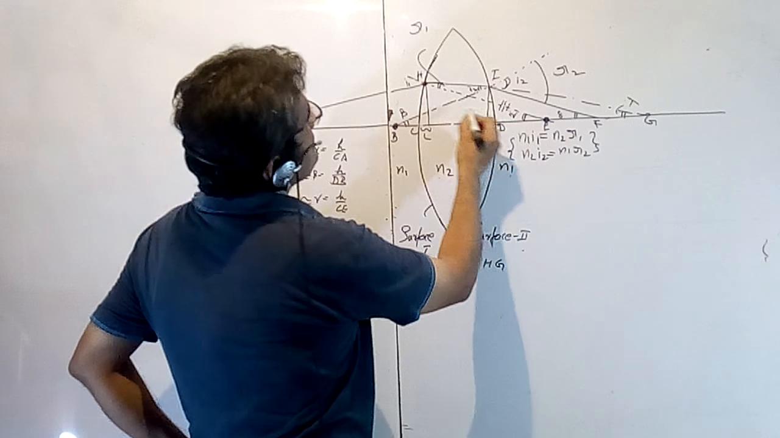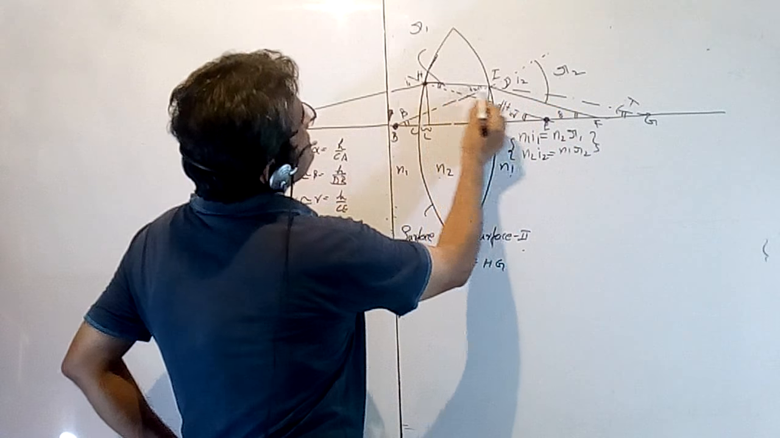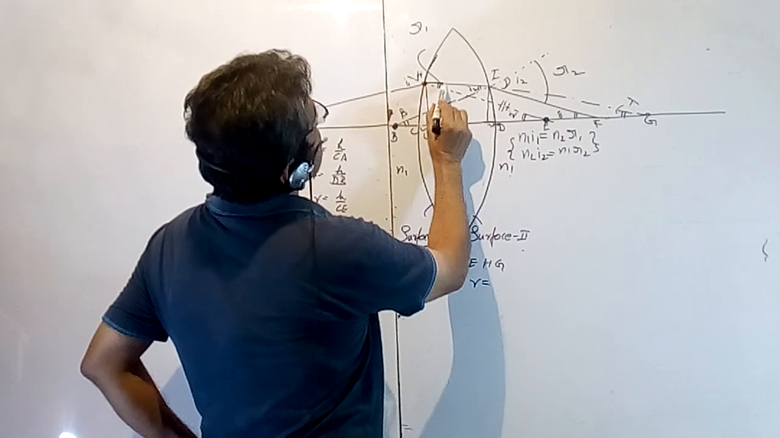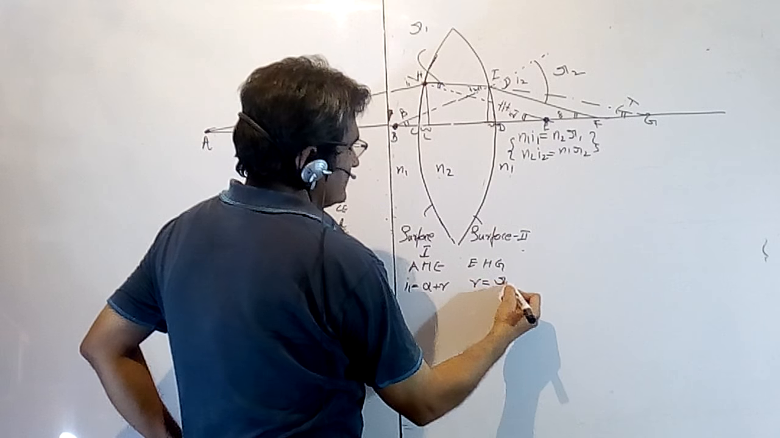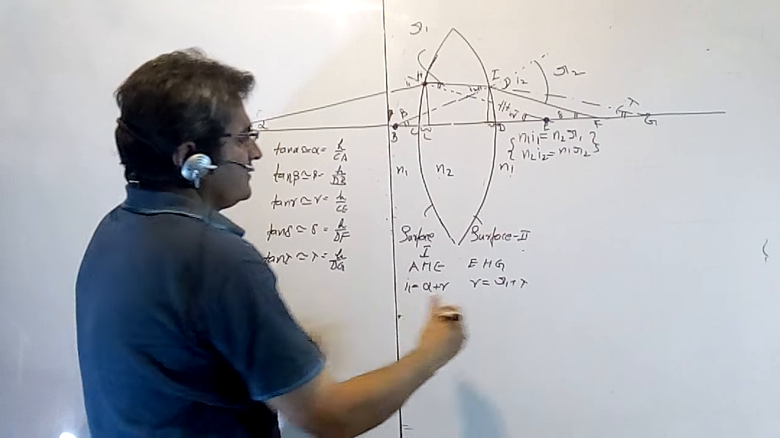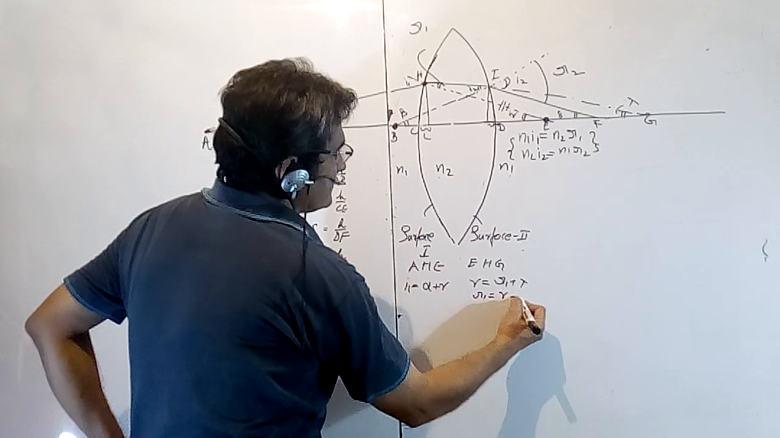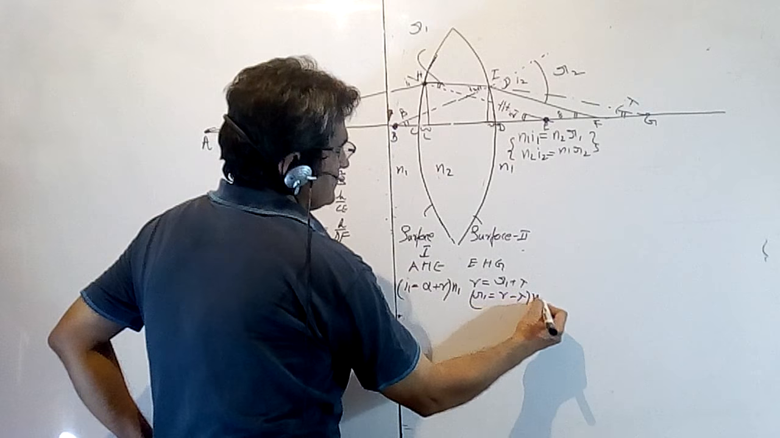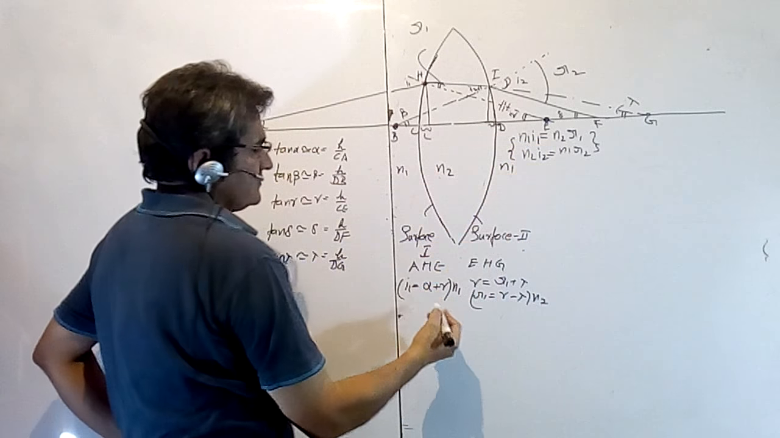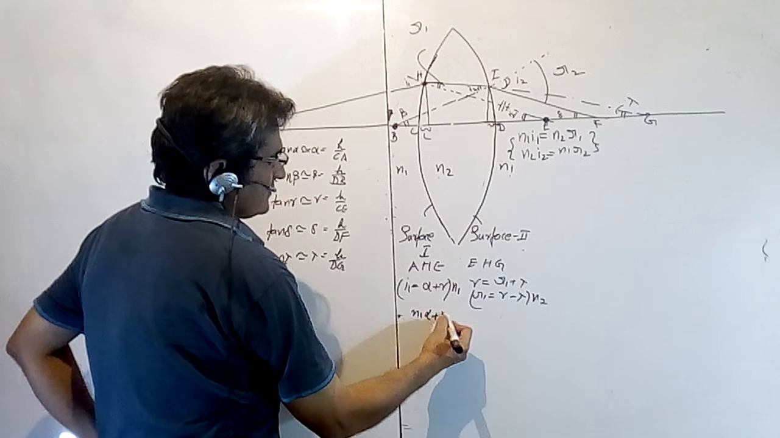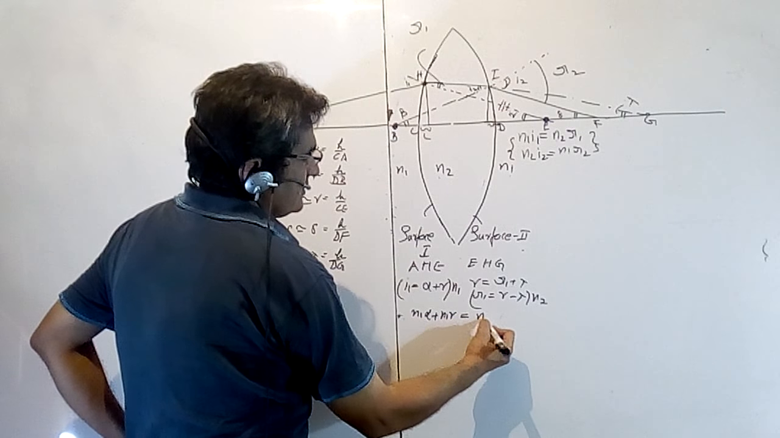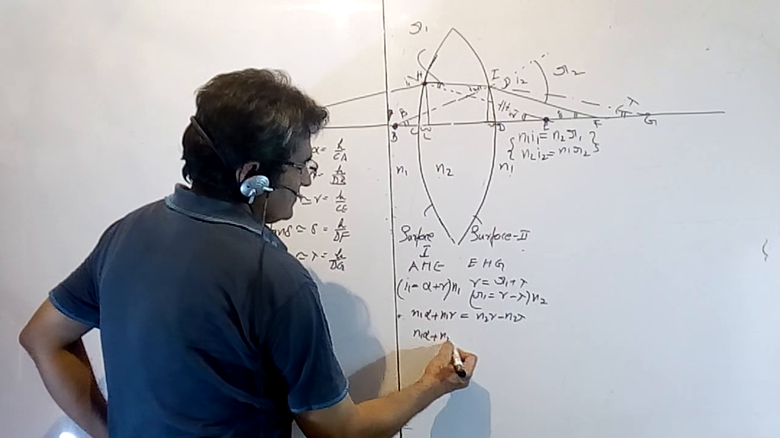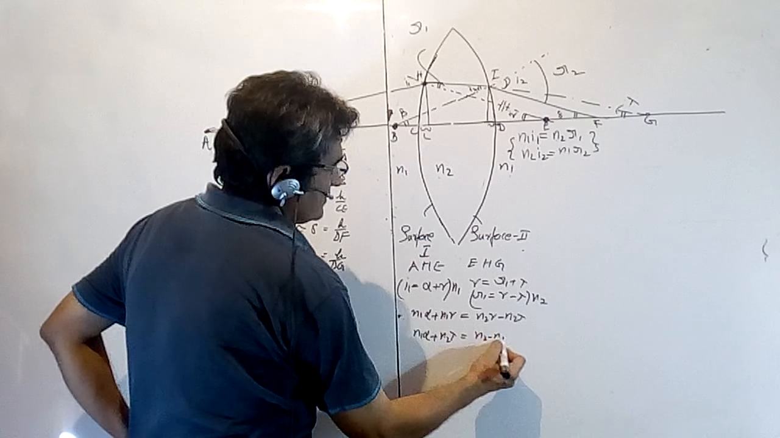For this triangle, what is the exterior angle for the bigger, whole triangle? Gamma is the exterior angle. The interior angles are R1 and lambda, so gamma is R1 plus lambda. Write R1 as gamma minus lambda. Multiply this by N1 and this by N2. Since N1 I1 is N2 R1, I get N1 alpha plus N1 gamma is equal to N2 gamma minus N2 lambda. So I get N1 alpha plus N2 lambda is (N2 minus N1) into gamma.